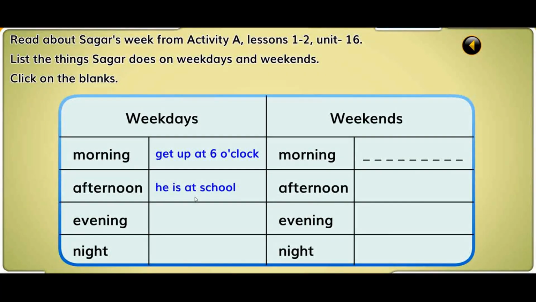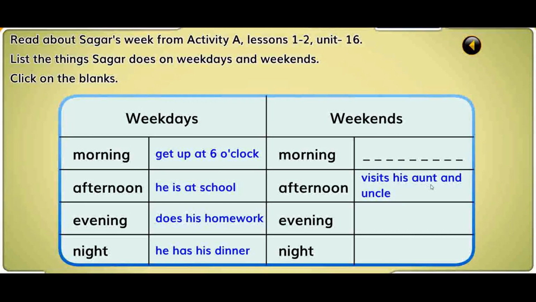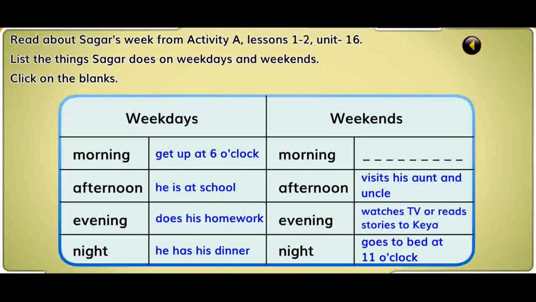Afternoon. He is at school. Evening. Does his homework. Night. He has his dinner. Afternoon. Visits his aunt and uncle. Evening. Watches TV or reads stories to Kea. Night. Goes to bed at 11 o'clock.